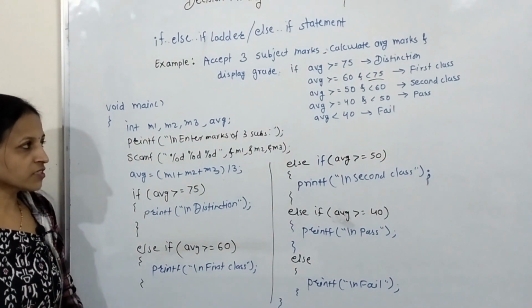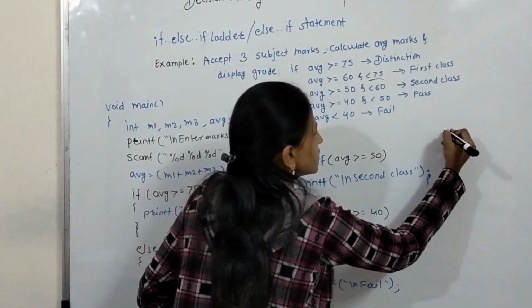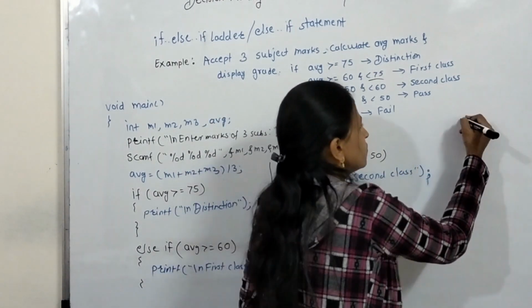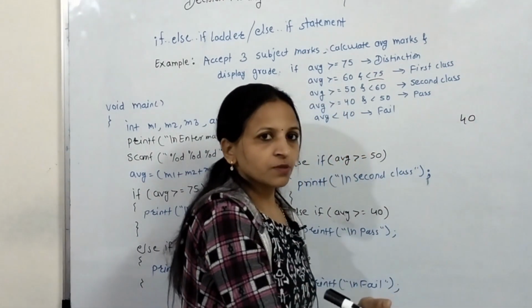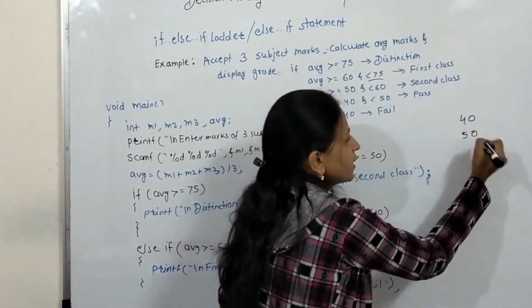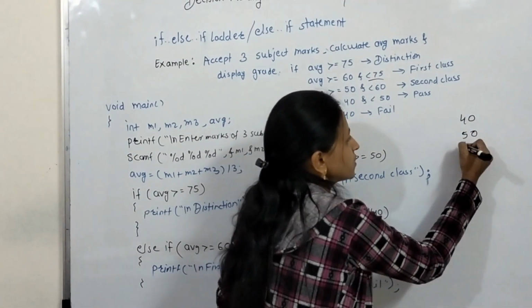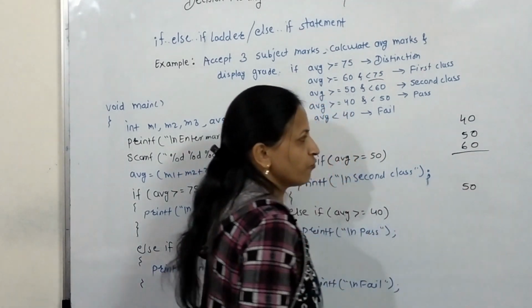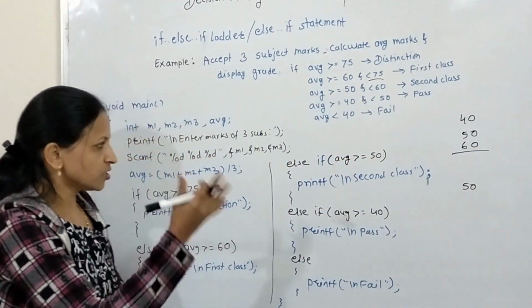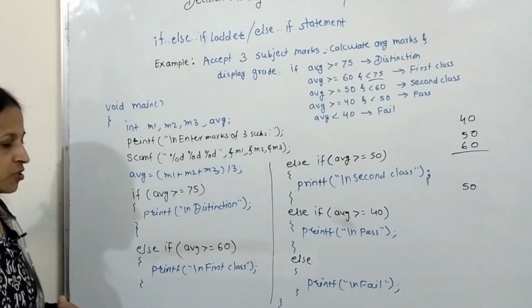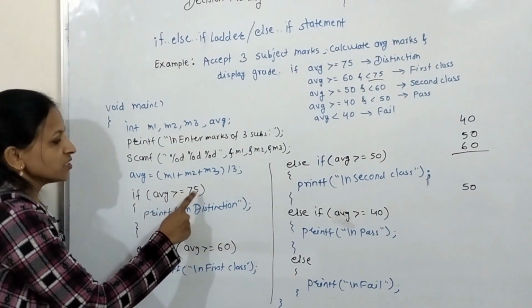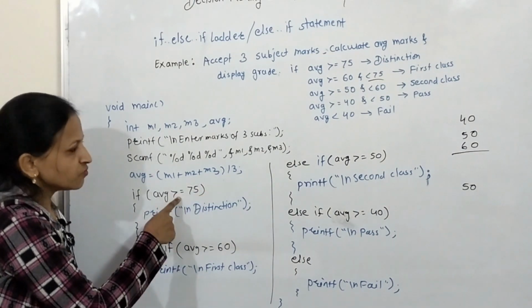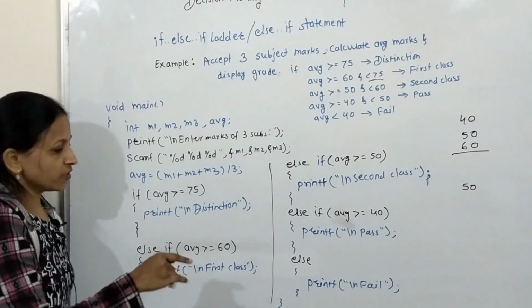Now how does it work? Suppose the user has entered marks of the first subject as 40, the next subject marks are 50, and the third subject marks are 60. In this case what will be the average? 50 will be the average. Now just check whether it is giving the proper answer or not. First, is average greater than or equal to 75? No, it is false because it is 50. It is not greater than or equal to 75.